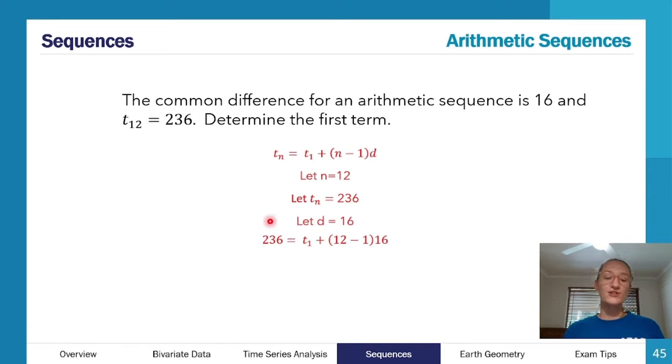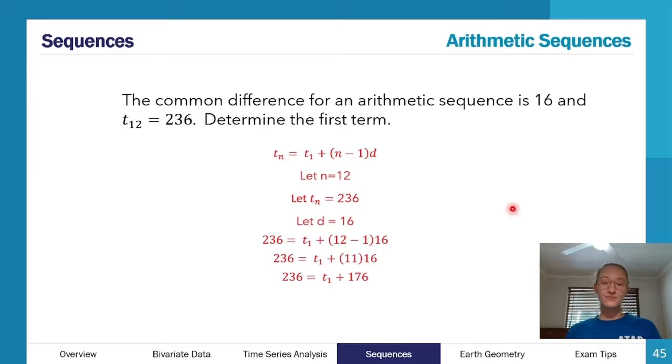So I substitute in everything we know. Tn is 236, T1 we actually don't know, n is 12, and d is 16. Now that I've substituted in everything I know, it's simply solving step by step, following the regular rules of operations. That's why communication is so important, because if you make a mistake somewhere along the way, there are still part marks available for working out operations.